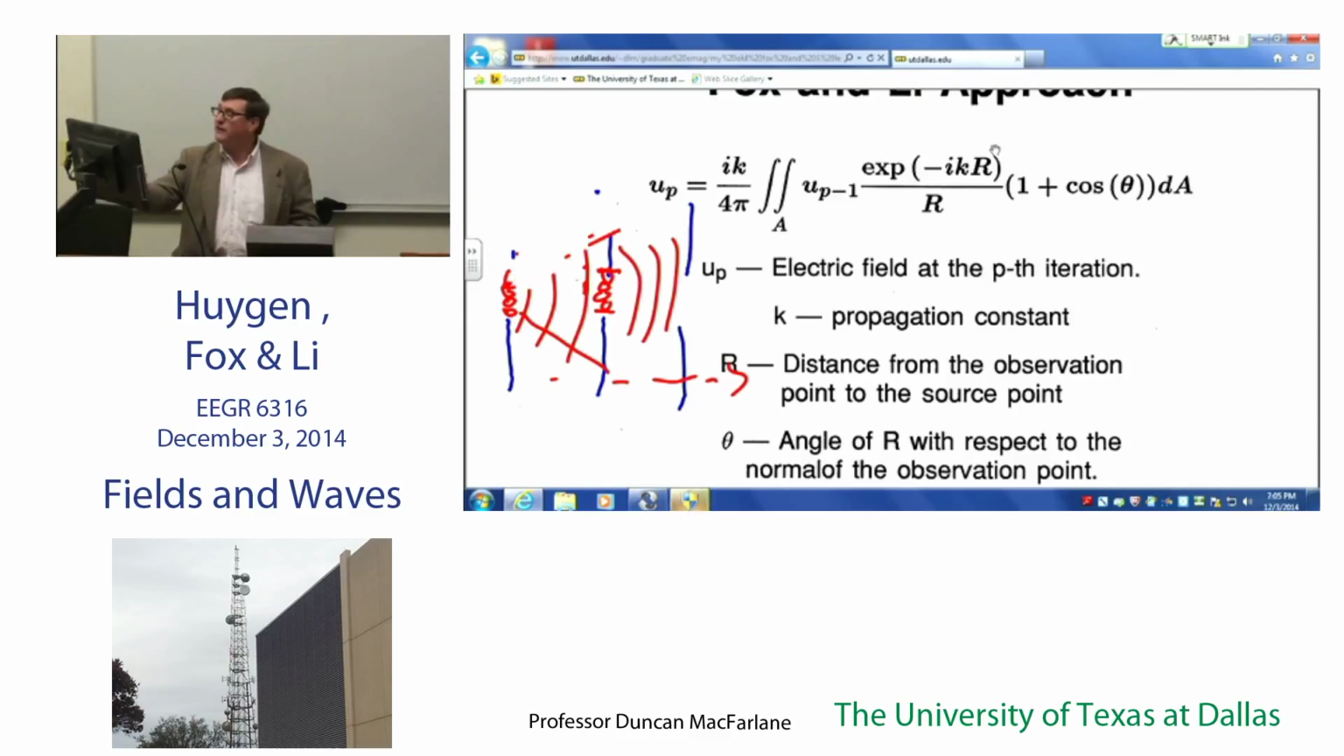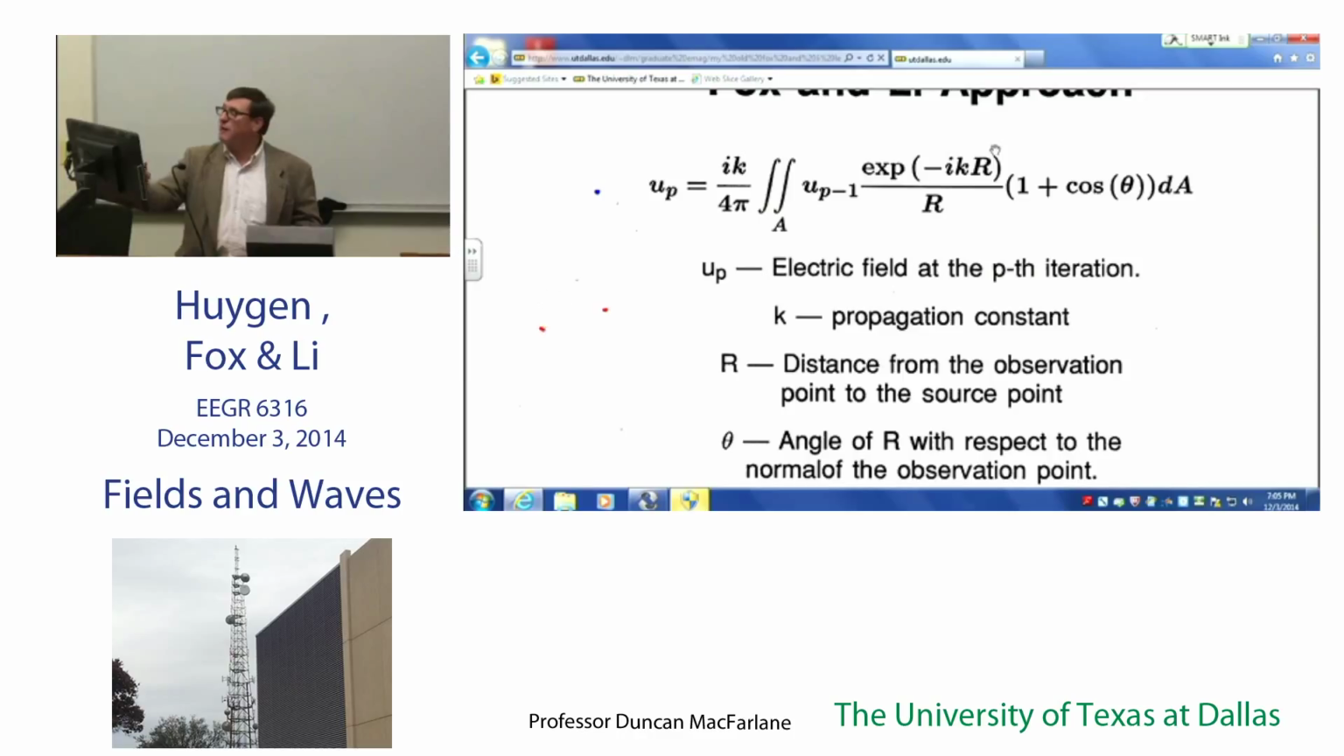So this integral here propagates a disturbance to the next aperture, and then we would feed that back into this and do it again and iterate again and again and again. And it's important to remember that this is a complex quantity. This piece is a complex quantity, so I have both magnitude and phase on it as well.